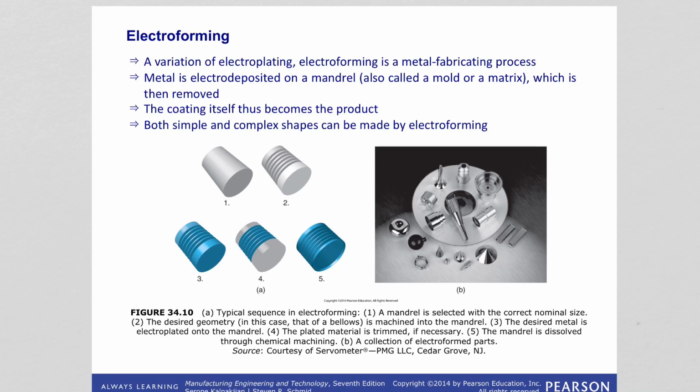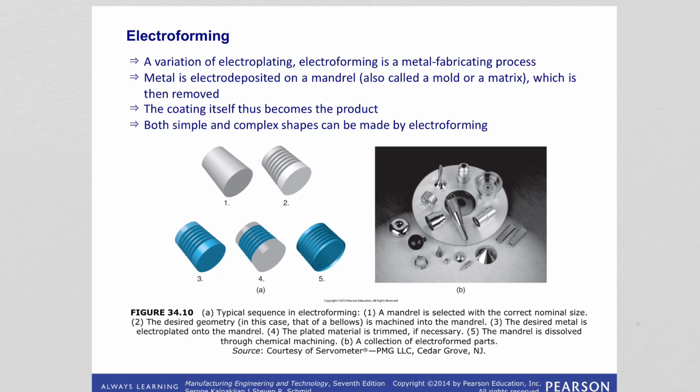So the name implies forming, right? This is the formation process, fabricating process. Here there is a mandrel, and metal is electrodeposited on the mandrel, which is then removed, but the coating itself becomes the product. So you are forming something. Both simple and complex shapes can be made by electroforming.